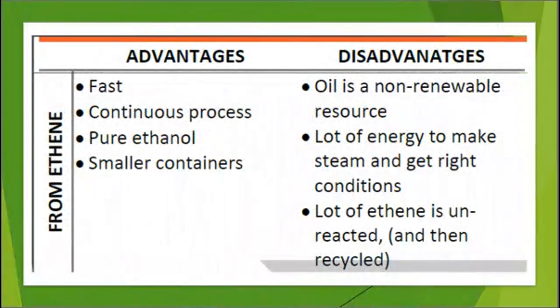On the next side, if we're dealing with the ethene, right, it's a fast process. On the plus side, it's a continuous process. You could get pure ethanol and it can be produced in smaller containers. On the downside, the oil that is used as a heat source is non-renewable. So once it is used up, that's the end of it. A lot of energy is required to make steam and get the right conditions. A lot of ethene is unreacted and therefore it has to be recycled.